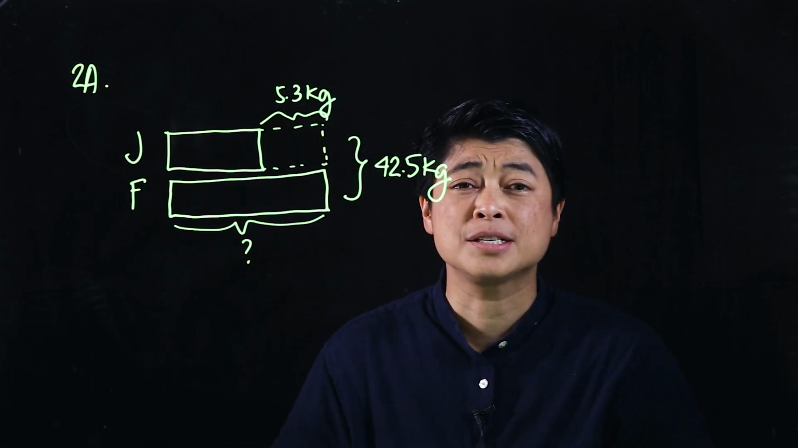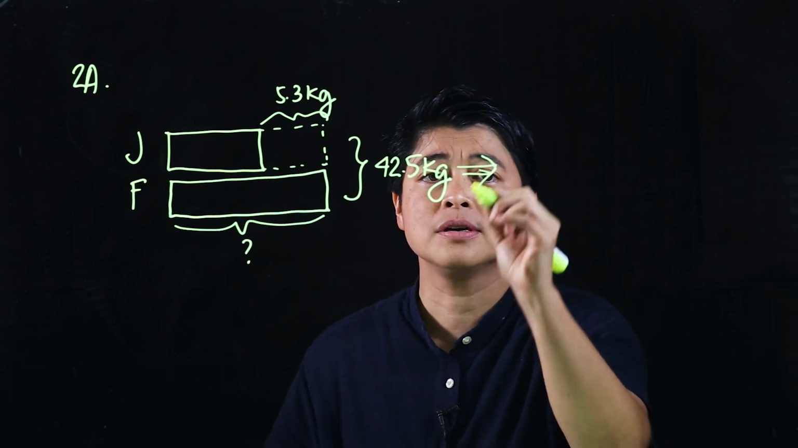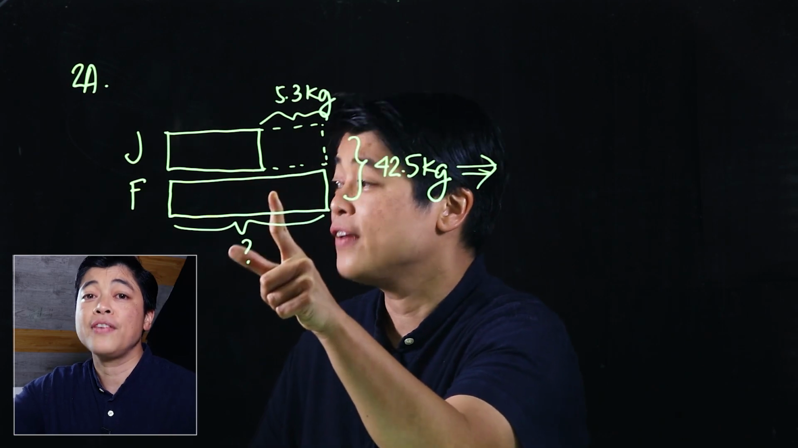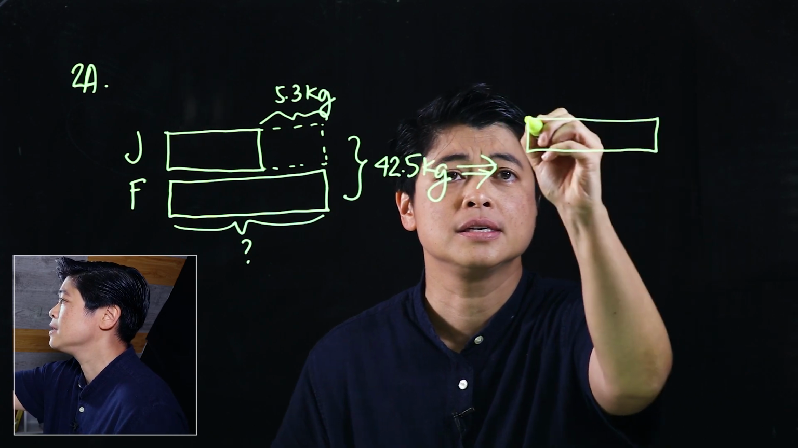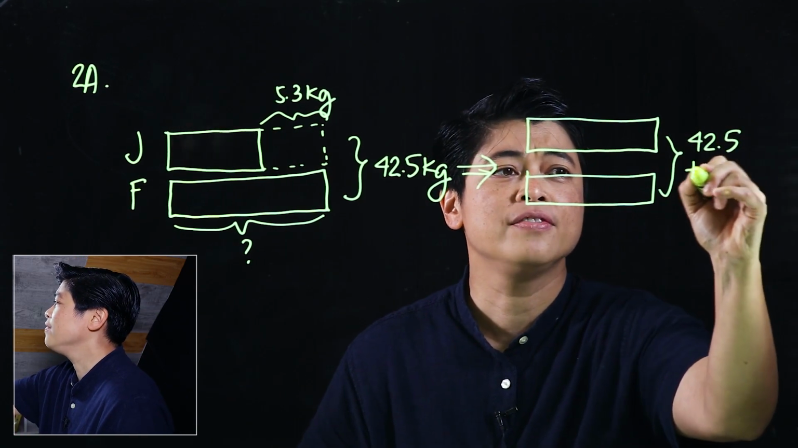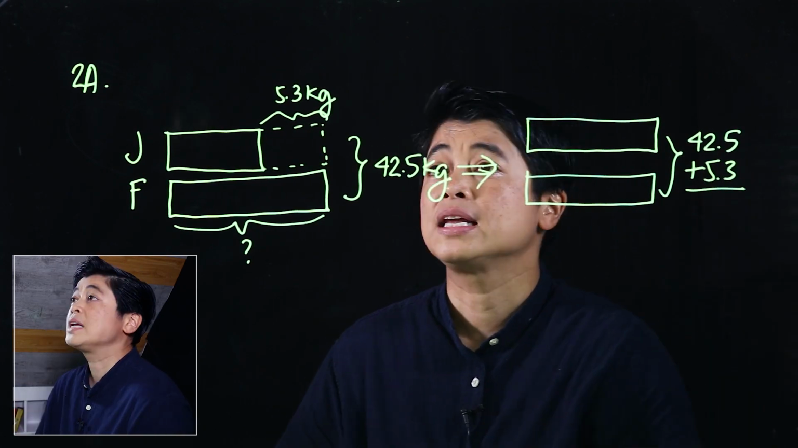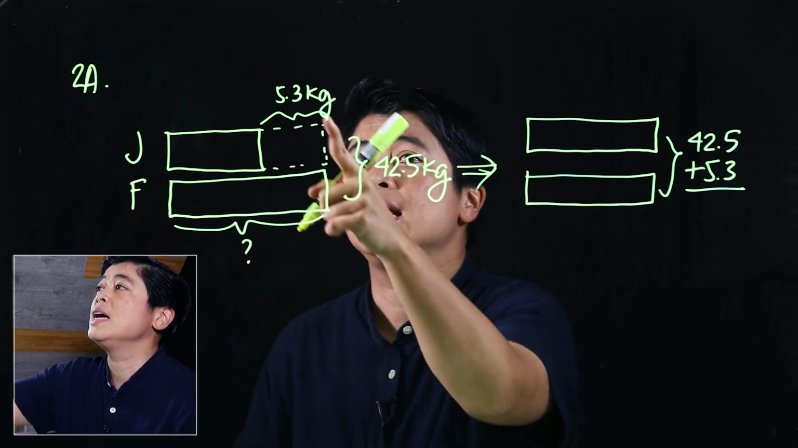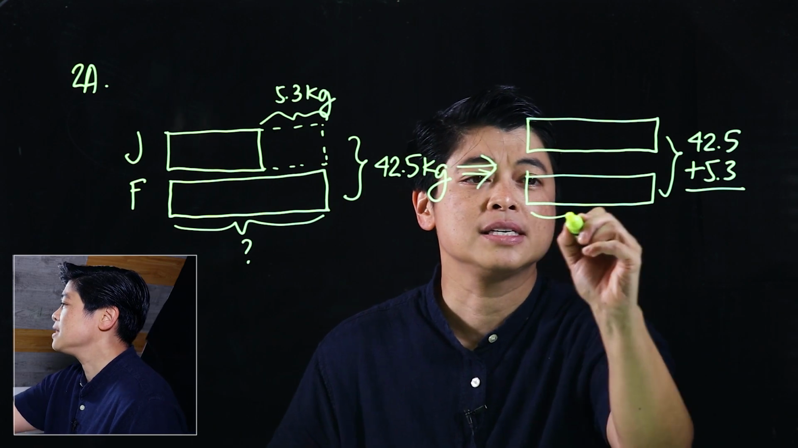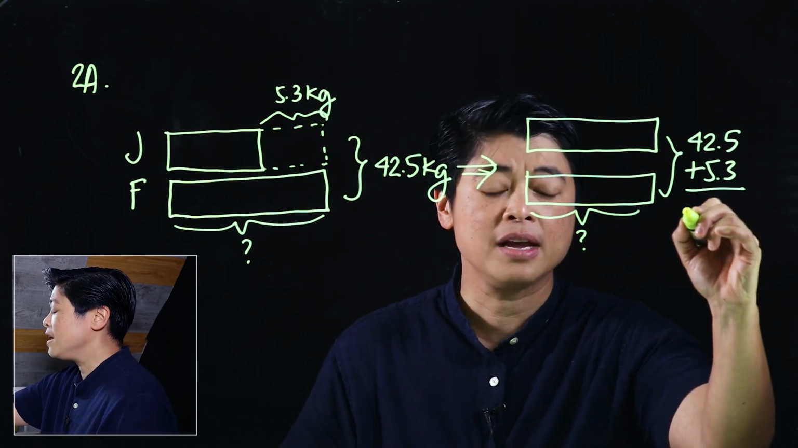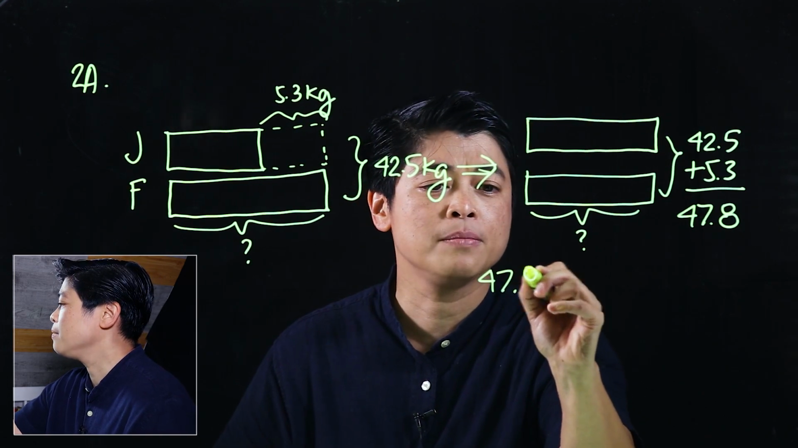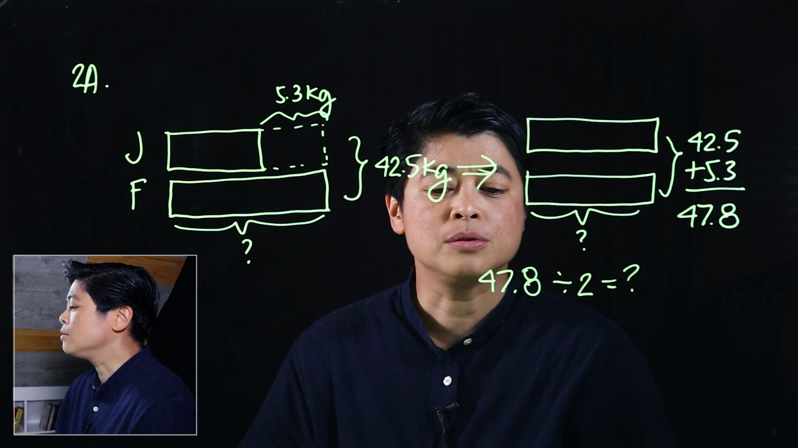So that the kids will see exactly what's happening, I'm going to redraw. In the book, there's only one drawing, but the redraw would be to draw two equal lengths of February. So I'm going to take two of these. If I take two of those, that new length would be 42.5 plus 5.3 kilograms. Taking the 42.5 and adding the 5.3 is equivalent to having two of the bars. So that means this is now my question mark. If I add those together, that would be 47.8. Those two together amount to 47.8, divided by 2 is equal to question mark.